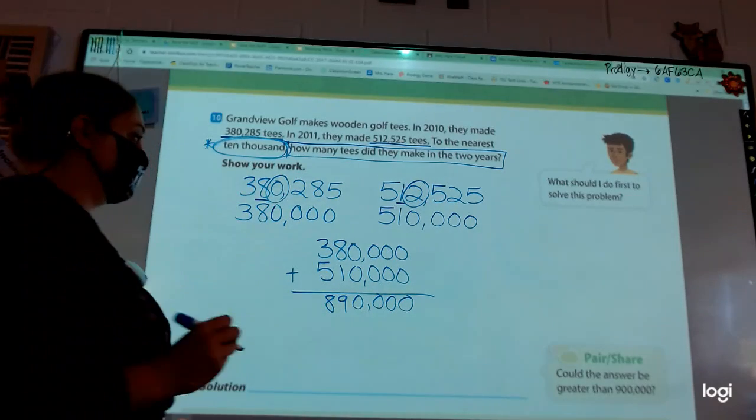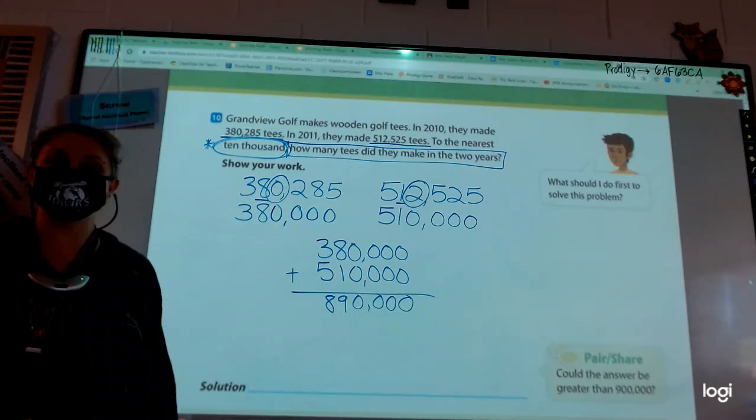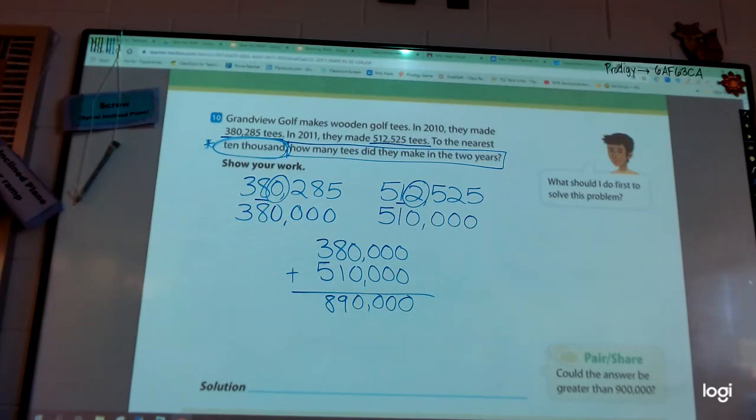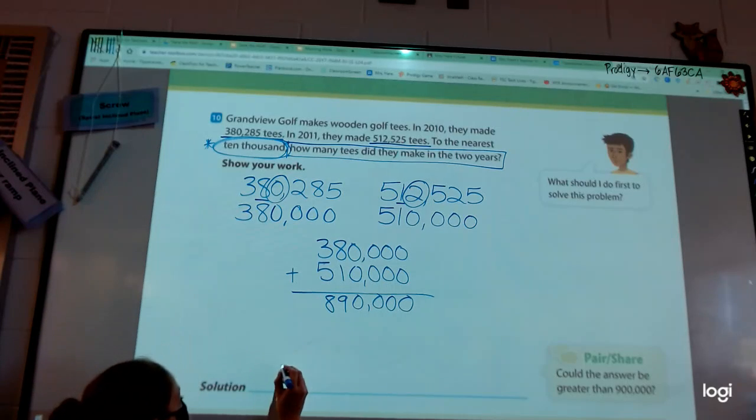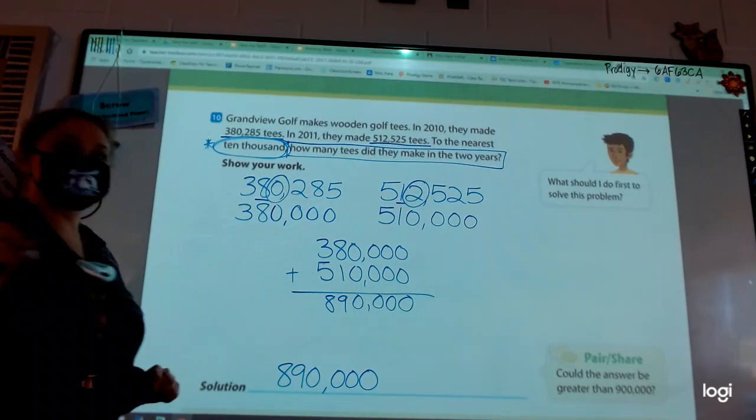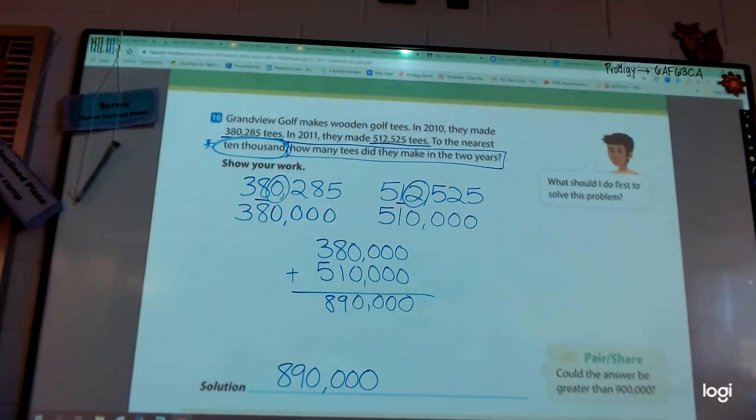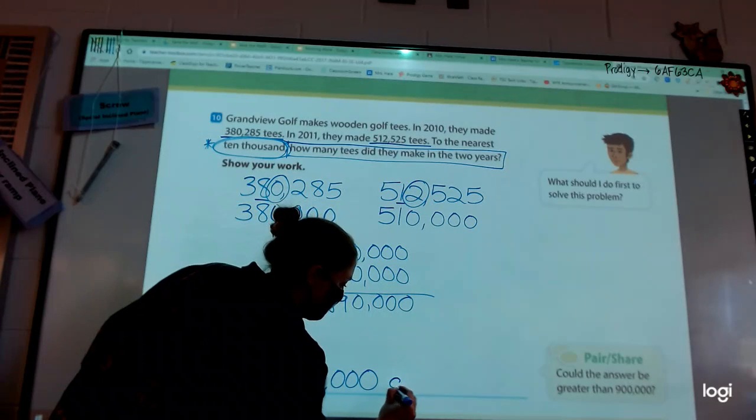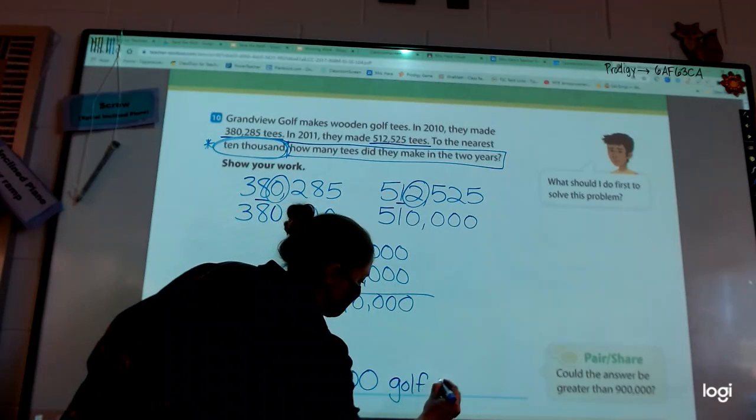It's addition. We want to know how many tees they made overall in the 2 years. I got some thumbs up, so I think I did my work correctly. What is missing on my solution bar? Angie? The labels. All right, what's my label? Noah? Tees. We're naming them tees, or you can even call them golf tees, if that makes more sense to you.